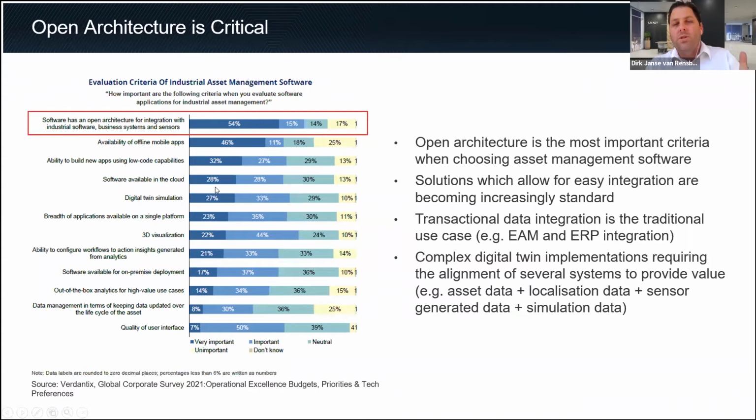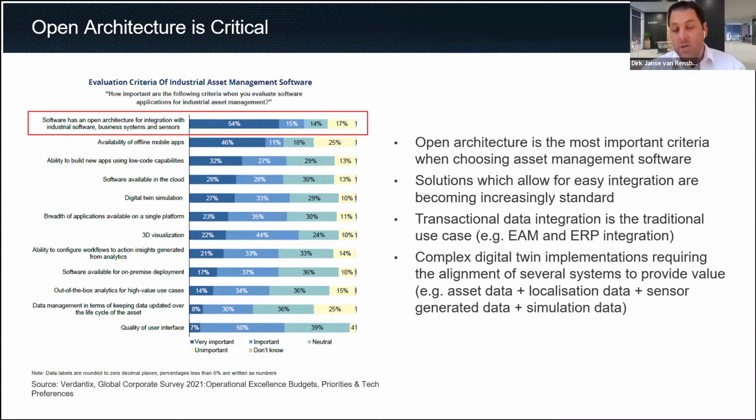Now, if we were to shift our focus a little bit more specific to enterprise asset management, research group Verdantix did the following research very recently, towards the end of last year, where they evaluated all of these criteria in this graphic, and asked the people as part of this research which ones they consider to be the most important when selecting industrial asset management software. And I don't think it's a huge surprise that the most important evaluation criterion for industrial asset management software is the ability of the software to have an open architecture for integration with industrial software, business systems, and sensors.